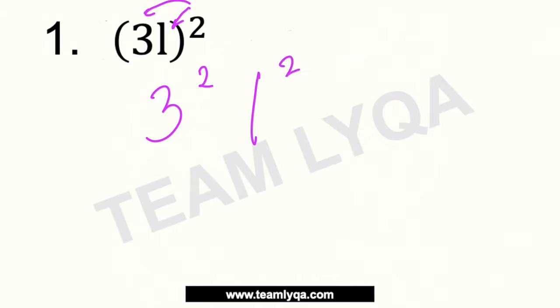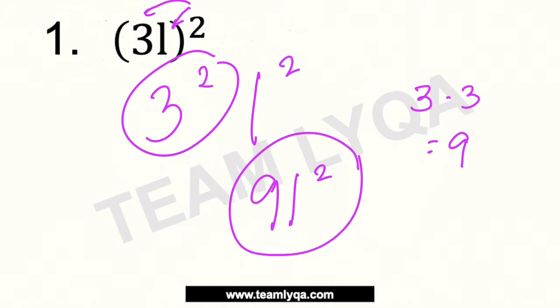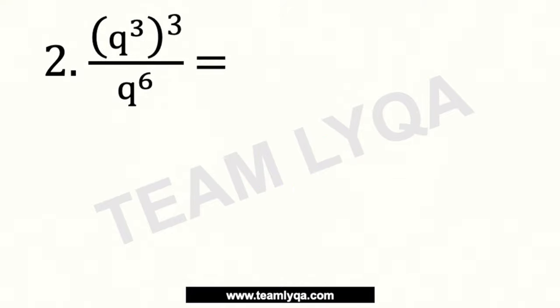So, dahil ito ay pwede pa natin isolve. That would be 3 times 3, which is equal to 9. Ang tamang sagot ay 9L squared. Okay? I hope you got that right. This is actually very simple. Yung number 2 is a little bit more complicated. May combination na tayo ng mga rules na gagamitin natin here.